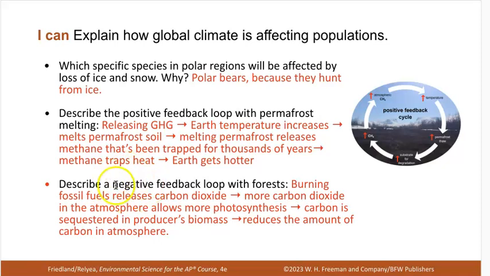Now, there's a negative feedback loop with forests. Burning fossil fuels releases carbon dioxide. More carbon dioxide in the atmosphere allows for more photosynthesis. Carbon is sequestered in the producer's biomass, in the trunks of trees, which reduces the amount of carbon in the atmosphere. So there's actually some negative feedback loops with climate change as well.